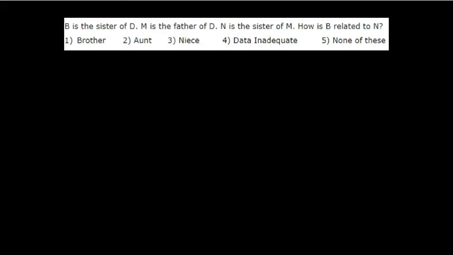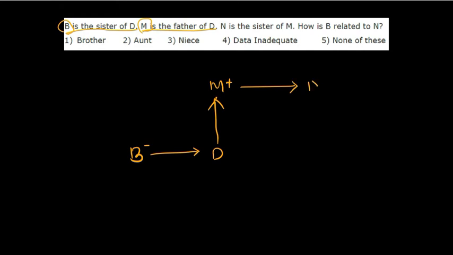So next example. B is sister of D. So gender is defined. B is sister of D, so B female we are representing as minus, and D. B is sister of D and M is the father of D. M is the father, so he is male and he is father of D. So it goes like this. M is father of D. N is sister of M. It can be represented like N minus.